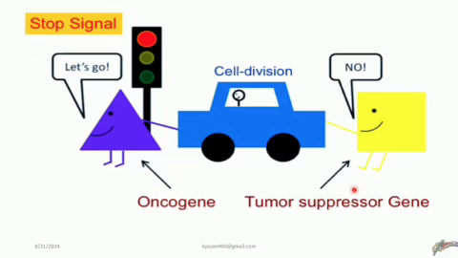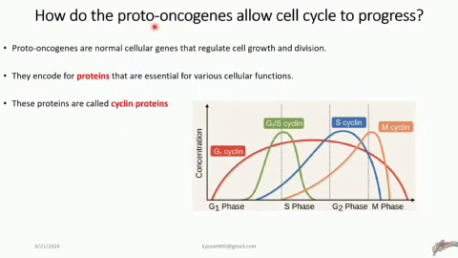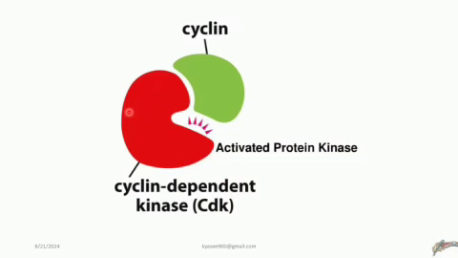Tumor suppressor genes, as we are going to see, code for proteins that stop the cell from dividing. More about proto-oncogenes. We've said they code for proteins called cyclin proteins. These cyclin proteins are produced in your cells, and they control the cell cycle. There are different cyclin proteins for different phases of the cell cycle, and they allow your cell to go through the cell cycle.